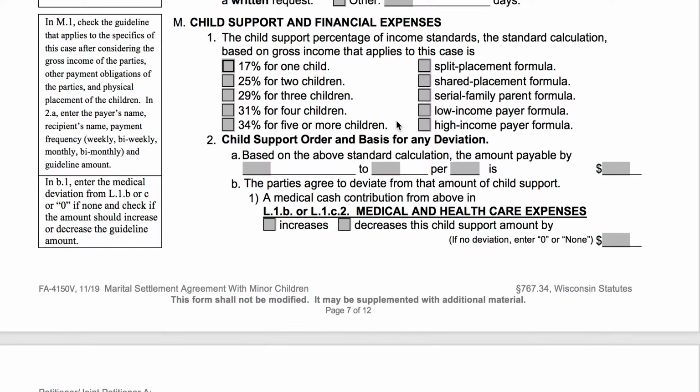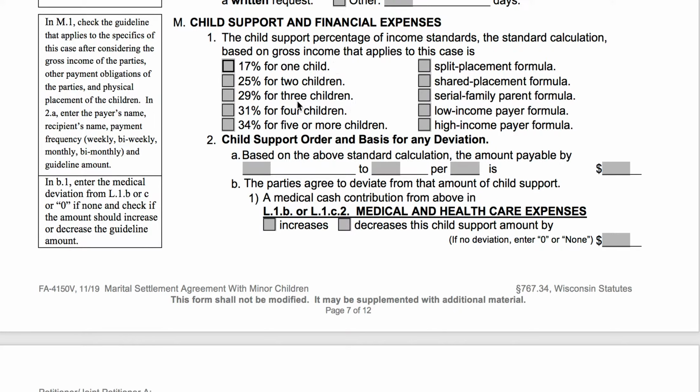And I guess I should say it is theoretically possible to be in multiple sections. So you could be in both the shared placement formula and the high income payer formula. But if you're in a sort of dual section, that's really a good question for legal advice if you're needing to figure out how to calculate that. That really puts you sort of beyond the scope of these videos, certainly.